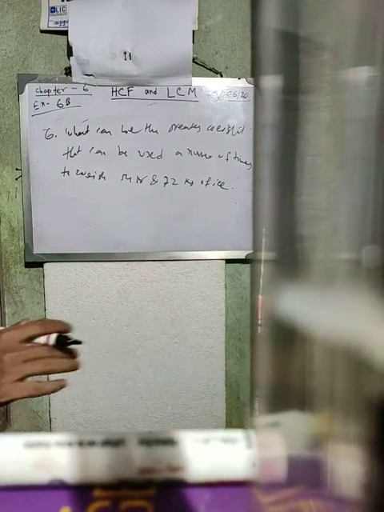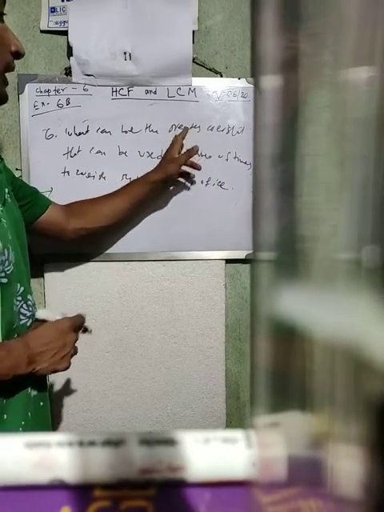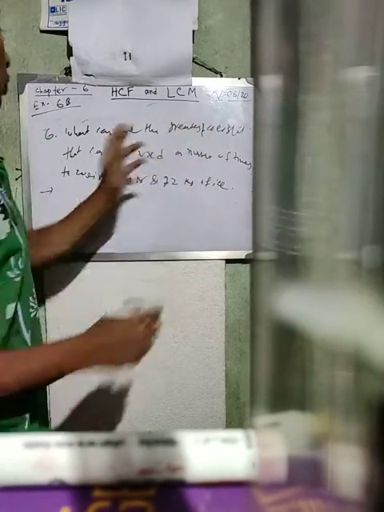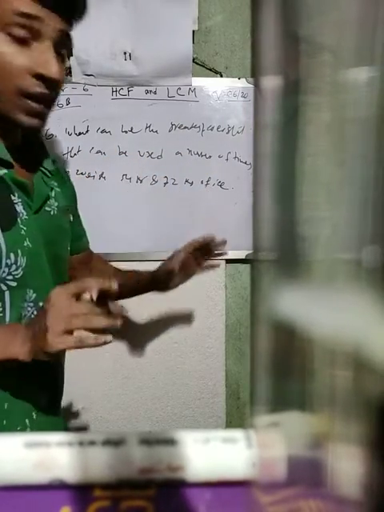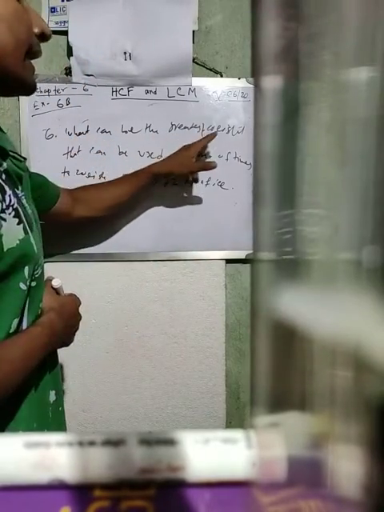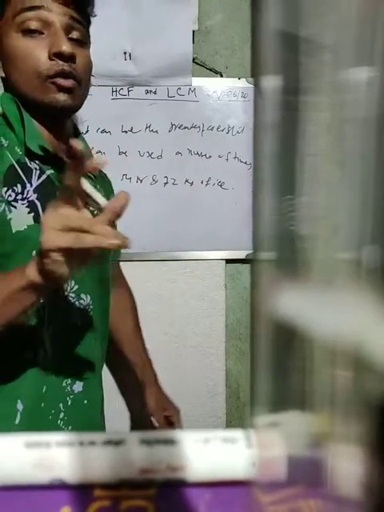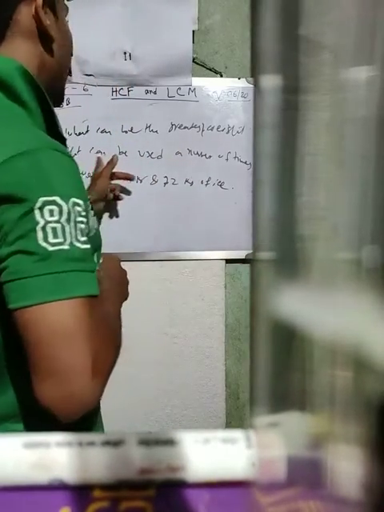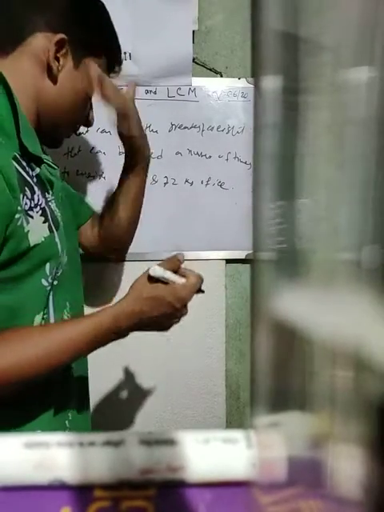Okay. So what can be the greatest number? This is the greatest weight that can be used a number of times to weigh these amounts. So at first understand the sum carefully. What can be the greatest weight? When you are asked for the greatest, you understand that you have to find the HCF. And that can be used a number of times. Number of times means multiplication.